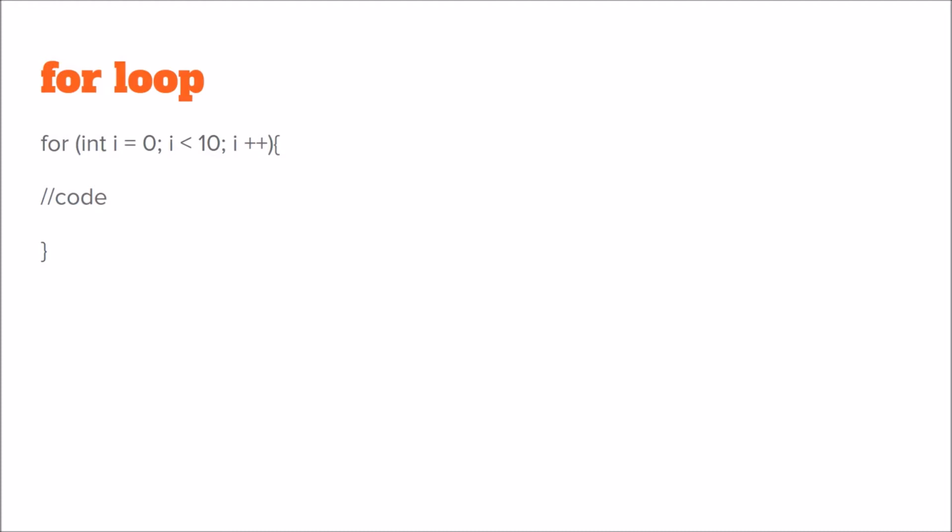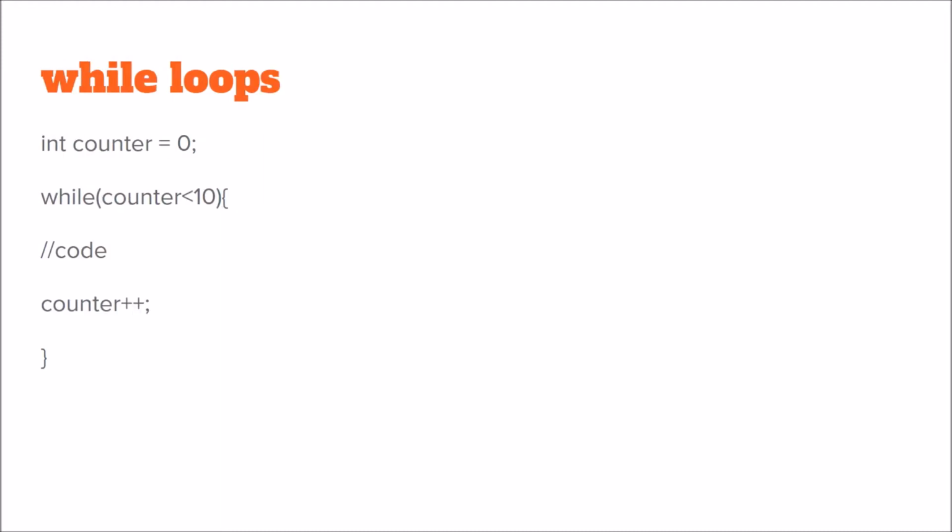And then it'll check again if I is less than 10. And then that process will repeat until I is not less than 10. So that will end when I is equal to 10. And then it'll just not run this code anymore and skip it.